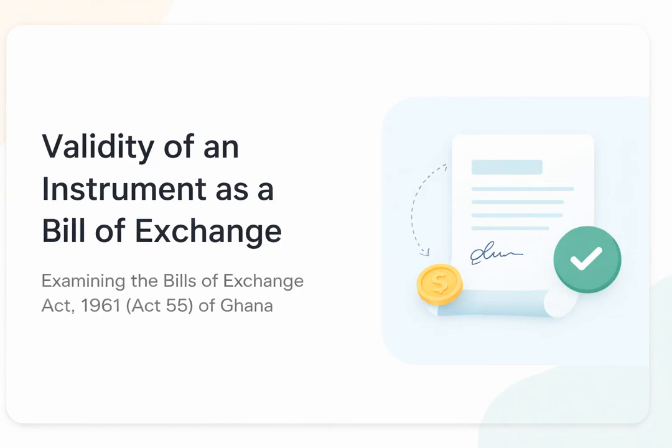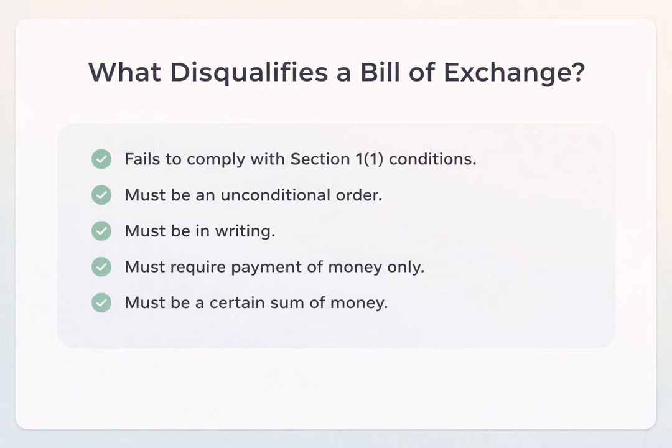Welcome, everyone. Today we are going to dive into the Bills of Exchange Act of 1961, specifically focusing on what makes an instrument valid or invalid as a bill of exchange in Ghana. Let's start with the basics. According to Section 1, subsection 2, if an instrument doesn't meet specific conditions, it simply isn't a bill of exchange.